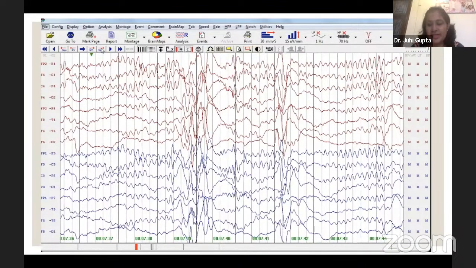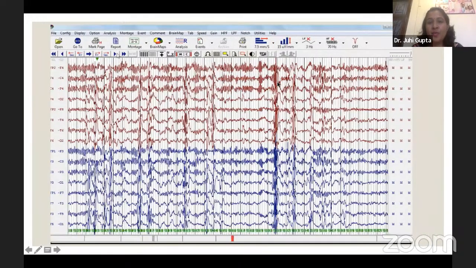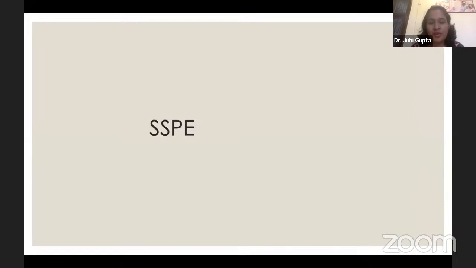In this epoch, you see that the paper speed is 30 millimeter per second, which is the recommended one. Herein you are seeing some discharges here, and maybe here and here as well. If you make it 7.5 millimeter per second, the graph becomes squeezed. You are seeing more number of epochs, so you are seeing more discharges in less amount of paper. Let me show you one more example.